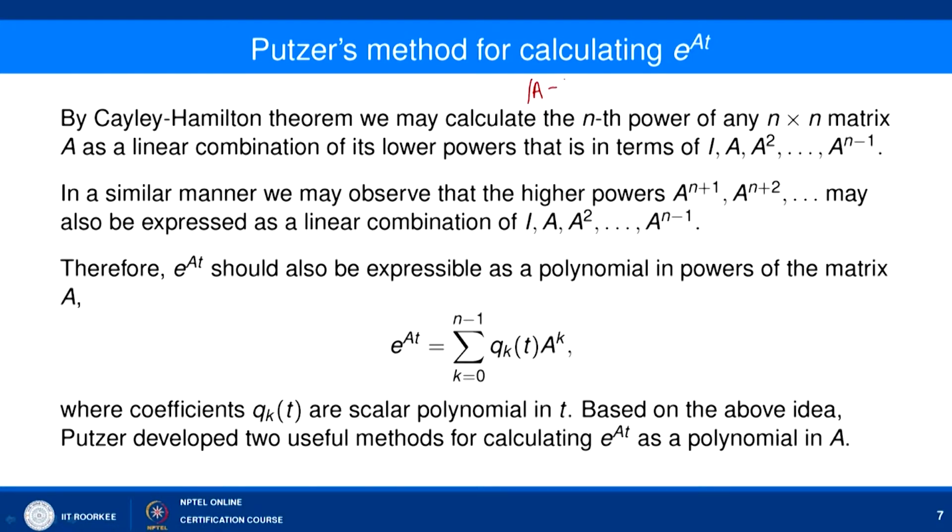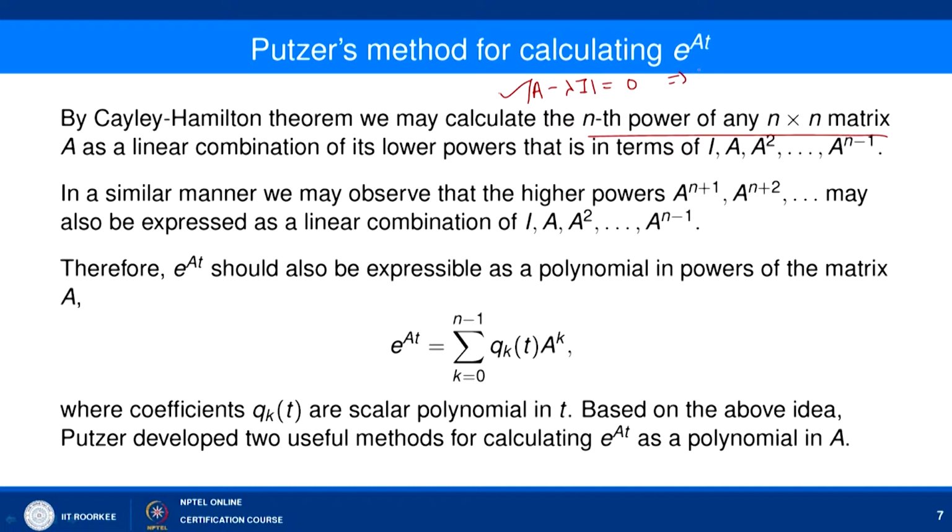So, it means that the characteristic equation is determinant of A minus lambda I equal to 0, and when you expand it, you will get a polynomial in terms of lambda, and by solving this we get the characteristic roots. So, the Cayley-Hamilton theorem says that matrix A satisfies this characteristic equation, and with this we can say that the nth power of any n cross n matrix can be written as a linear combination of its lower powers, that is, in terms of I, A, A square and so on.